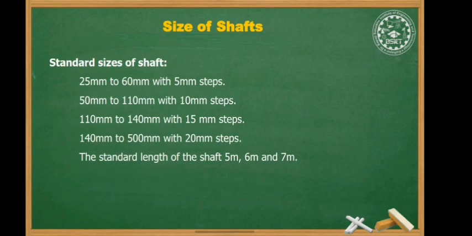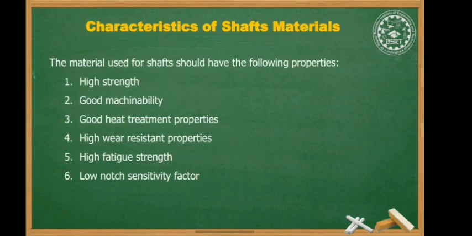Size of the shafts. There are some standard sizes of the shafts as below. First, 25 mm to 60 mm with 5 mm steps. Second is 50 mm to 110 mm with 10 mm steps. Third one is 110 mm to 140 mm with 15 mm steps. Next is 140 mm to 500 mm with 20 mm steps. The standard lengths of the shaft are 5 meter, 6 meter and 7 meter.